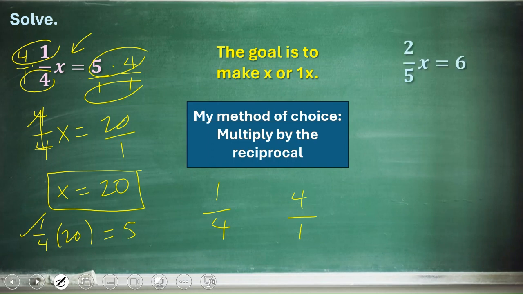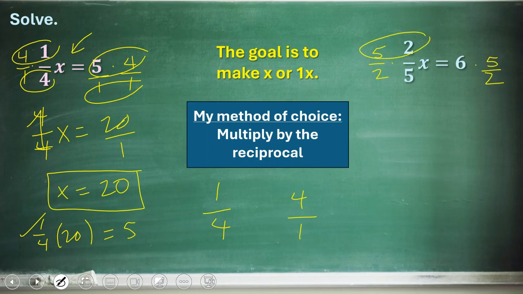Here's another problem. It looks a little different because our numerator is 2 rather than 1. So its equivalent form looks like 2x divided by 5 equals 6. You solve both of these equations in exactly the same way, and we're going to do that by multiplying by the reciprocal. In this case, the reciprocal of 2/5 is 5/2. Remember, we're just flipping that fraction over to invert it. If I multiply the left side by 5/2, I have to multiply the right side by 5/2.